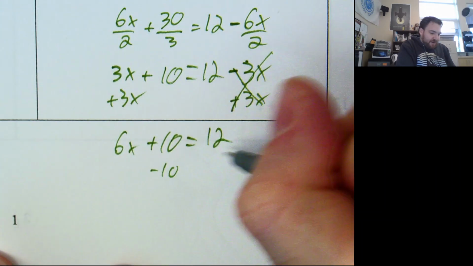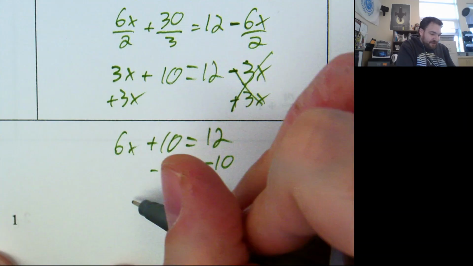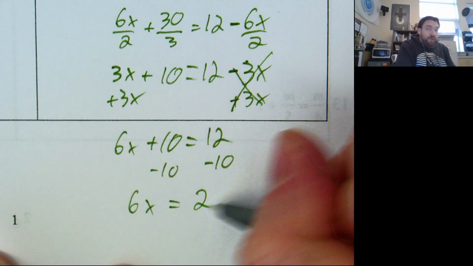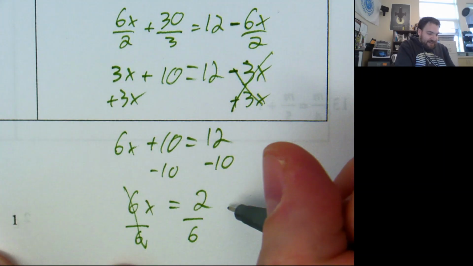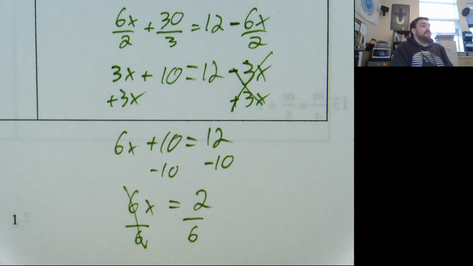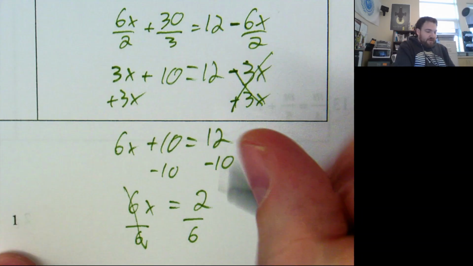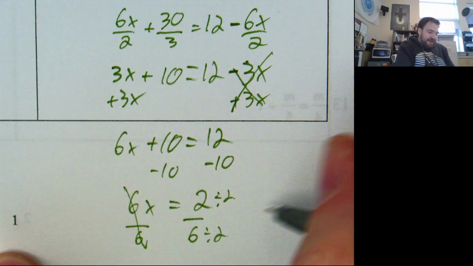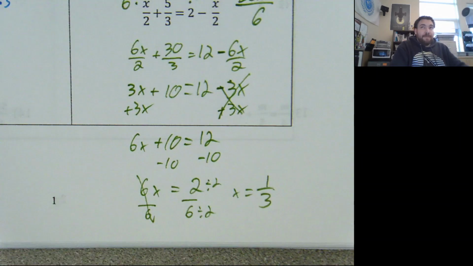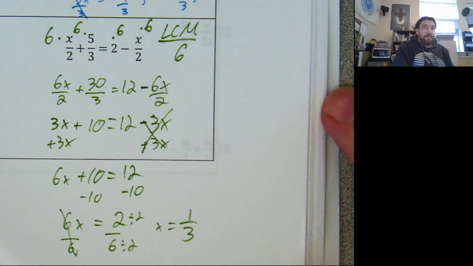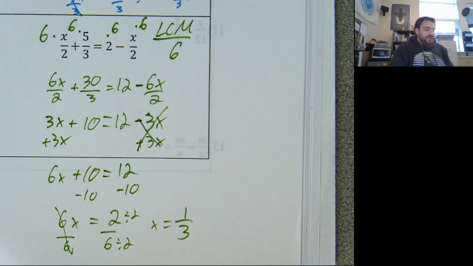I'm going to subtract 10 on both sides. I'm going to get 6x equals 2. Divide by 6, divide by 6. x equals 2 over 6, which can be reduced to what? Divide by 2, and x equals 1 over 3. That's why it's still on the screen.